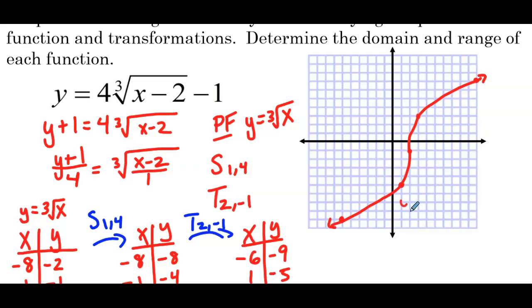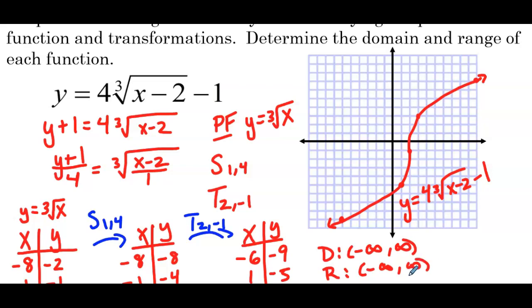So there we have y equals 4 times the cube root of x minus 2 minus 1. Our domain is all reals as we go left to right. And our range is also all reals as we go bottom to top. Perfect.